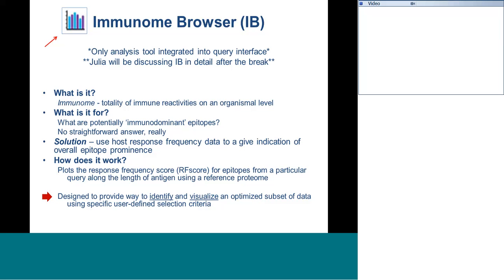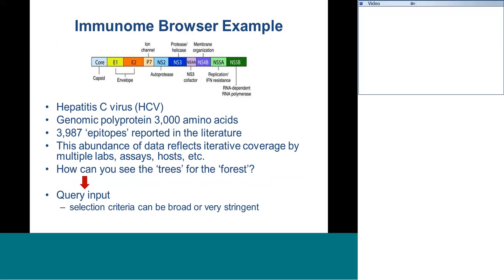I'm going to show you an example using HCV so you get an idea of this. HCV is a very good example, and I'll explain why. This is the HCV proteome up here. This is what we mean by the proteome, so all the proteins that are expressed from the genome. Hepatitis C virus has a polyprotein that is 3,000 amino acids long. If you do a search on HCV in the database, you get 3,987 epitopes.